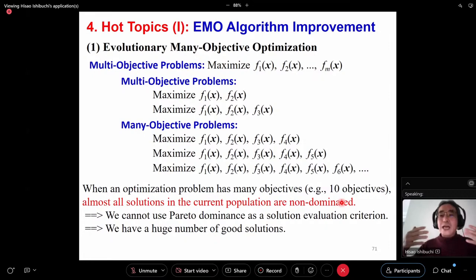If you consider age, younger is better, but age is usually proportional to salary. So we have a clear conflict. In this manner, if you list 10 objectives, you can easily imagine that almost all solutions are non-dominated. So we cannot use Pareto dominance as a solution evaluation criterion. And we have a huge number of non-dominated solutions.